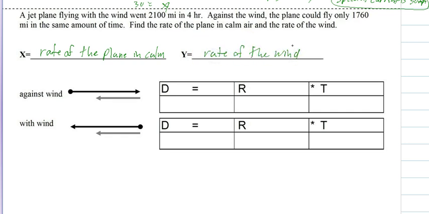And it's the same situation. So if it goes against the wind, you would be subtracting them. And if you go with the wind, you would be adding them. Now we can fill in the rest. So a jet plane flying with the wind, that's this one, went 2,100 miles in 4 hours. Against the wind, the plane could only fly 1,760 in the same amount of time.